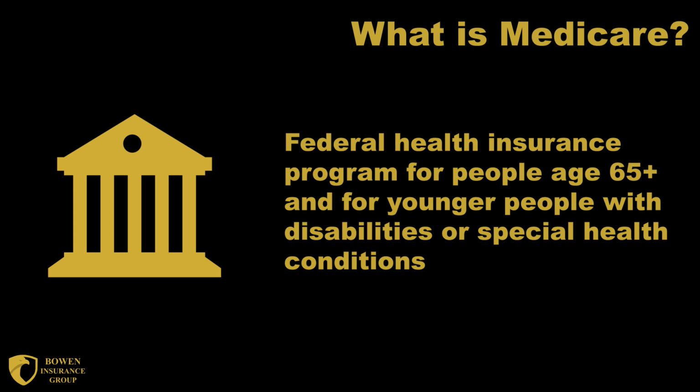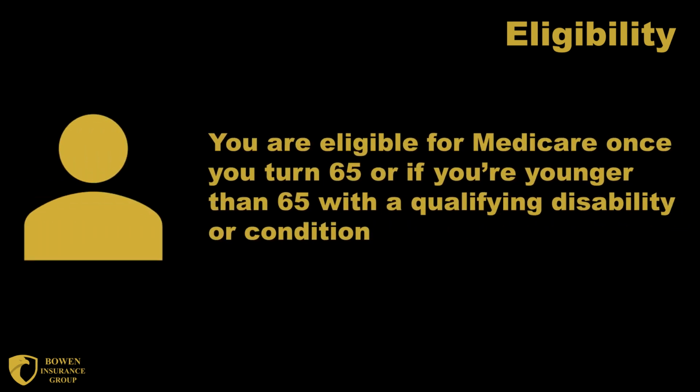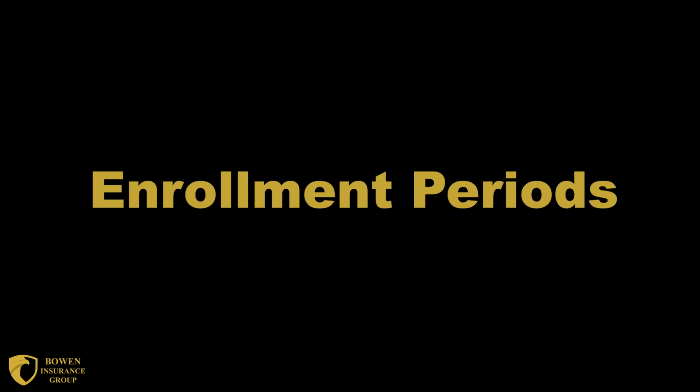What is Medicare? Medicare is a federal insurance program, primarily for individuals that are age 65 and older, though it also covers younger individuals that have disabilities or special health conditions. To be eligible for Medicare, individuals must meet certain criteria, such as being 65 or older, or under 65 with a qualifying disability or condition. When someone ages into Medicare, they will have certain enrollment periods depending on their situation.